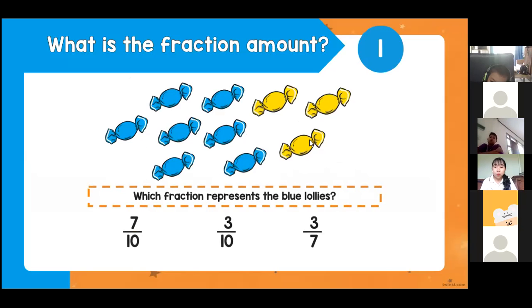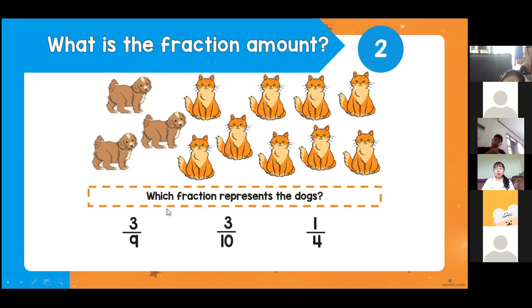Now it's time for the reveal. Which fraction represents blue lollies? We have 1 2 3 4 5 6, 6 blue lollipops, and all of this is, oh sorry, we have 7. And the whole candies are 10. So it becomes 7/10.